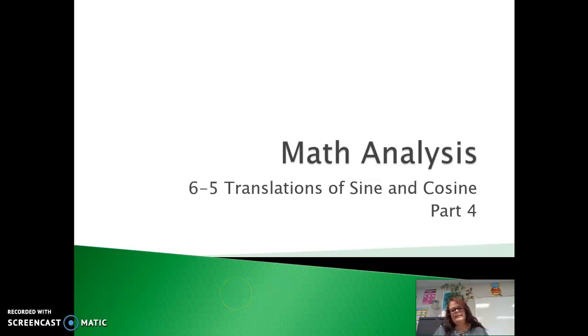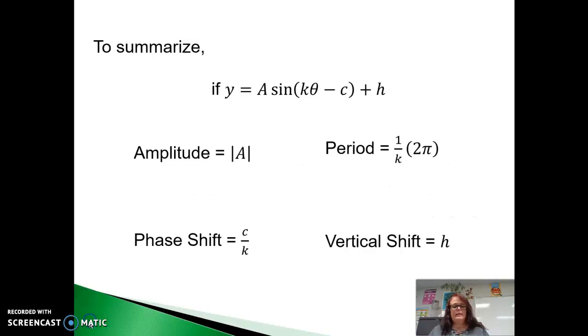So in part 4, we're going to take everything that we've learned and put it in reverse, where I'm going to give you the amplitude, the period, the phase shift, etc., and you're going to give me the equation of the trig function. So in order to do that, we want to remember these four formulas so that we can solve for A, K, C, and H and plug it into the equation.